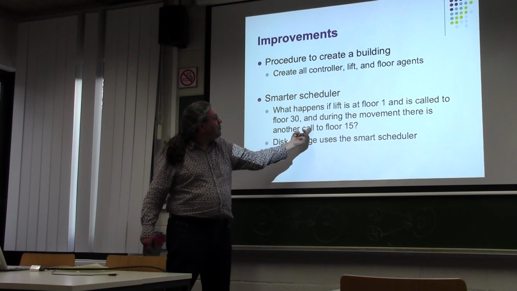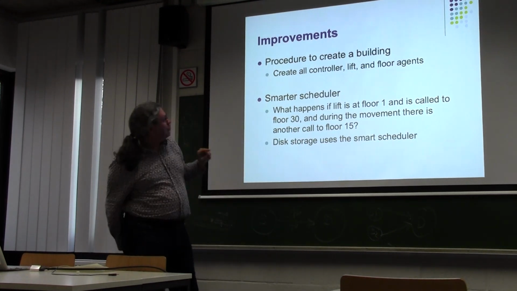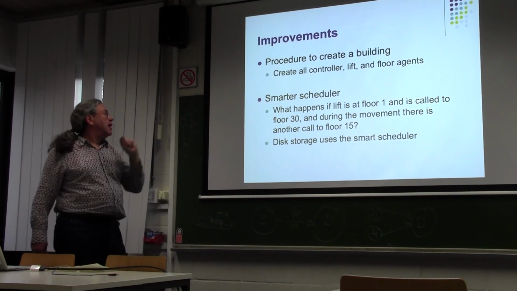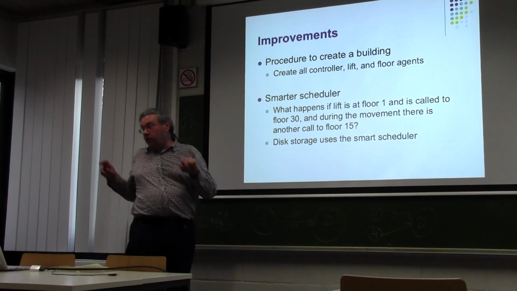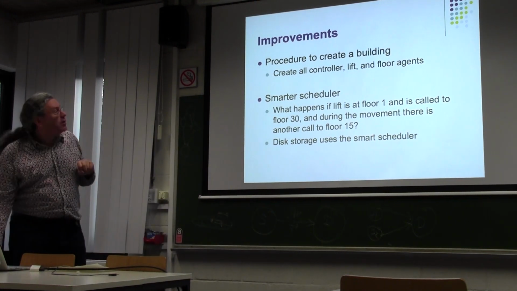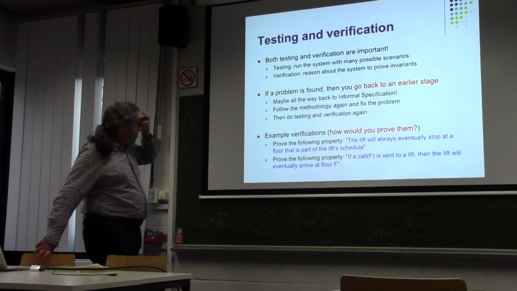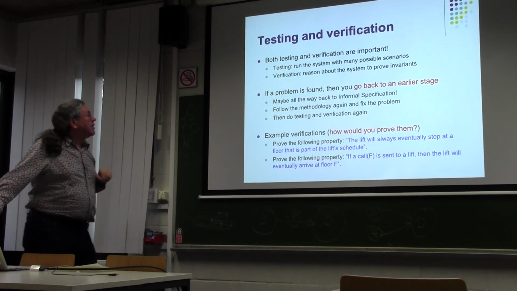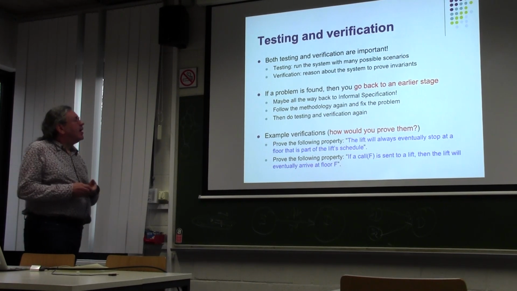There's another one where it stops at 15 on the way. It will not go all the way up to 30 and then down to 15. So disks use this; it's called the elevator algorithm. Now, so far, we didn't do any verification. We did a little bit of testing.